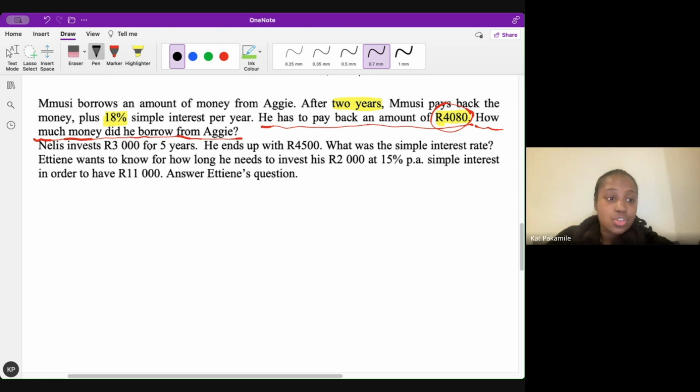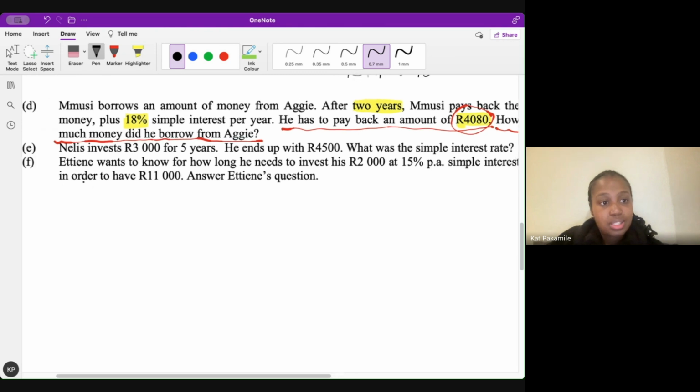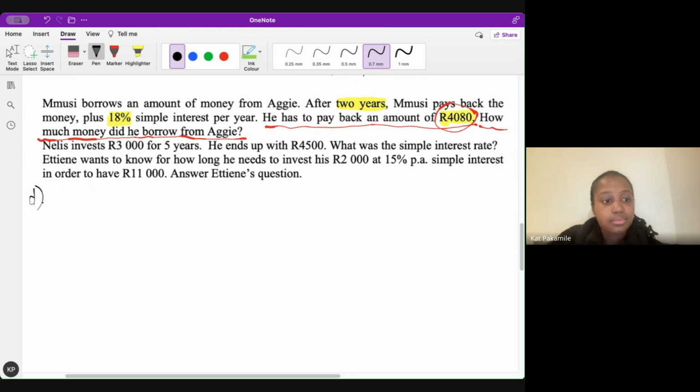All right, so let's get going. This is number D. A equals P, open bracket, 1 plus i n. What is my accumulated amount? Because that's what he pays back, right? 4080 equals. Do we know the principal amount? Do we know how much he borrowed? No, so I'm just going to leave it as P for principal amount.